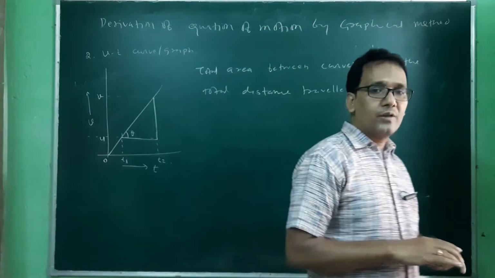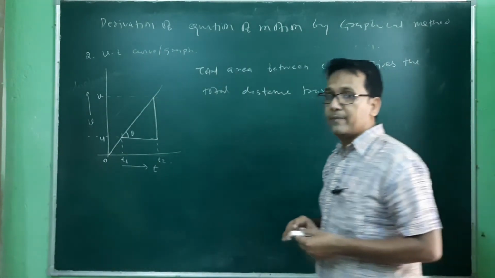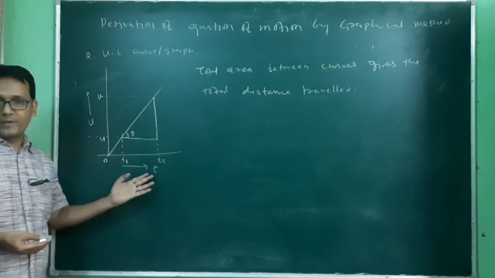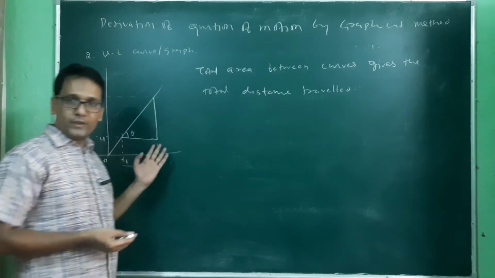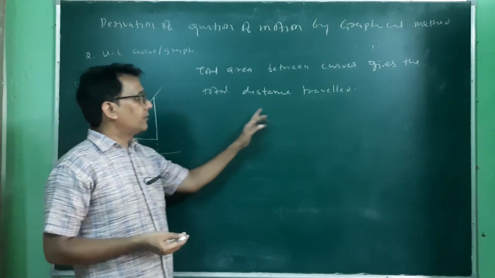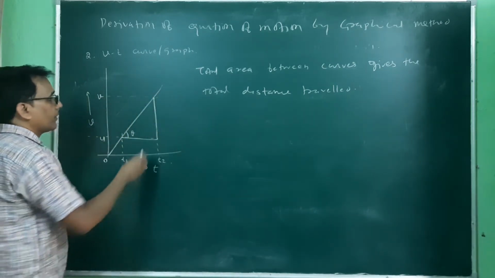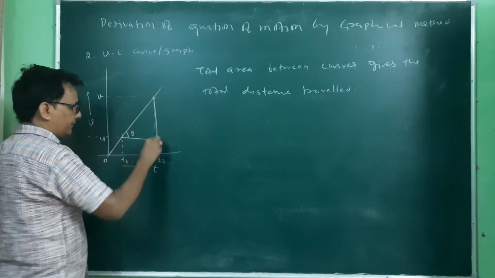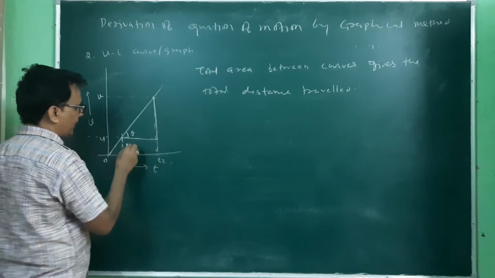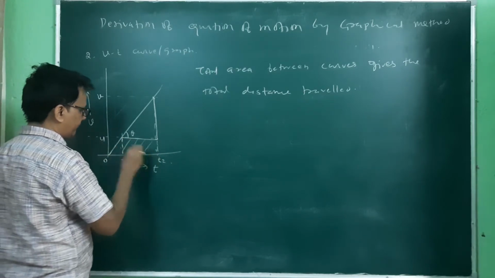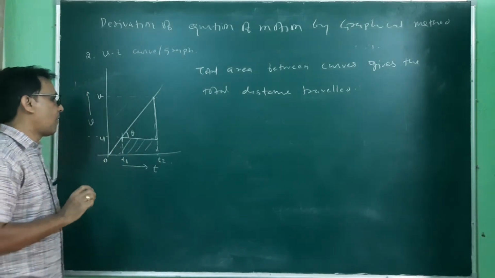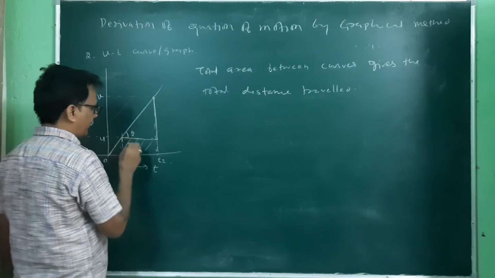So we can calculate the total distance traveled by any body if we have a curve VT plot. By using this VT plot, if we can measure the area in between the curves, then we can calculate the total distance. So this is that curve, and we have to calculate the total area.